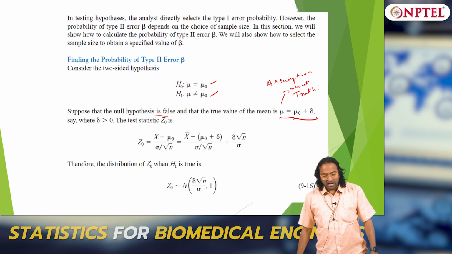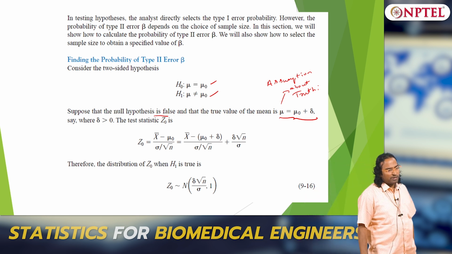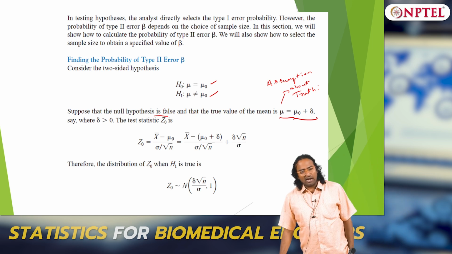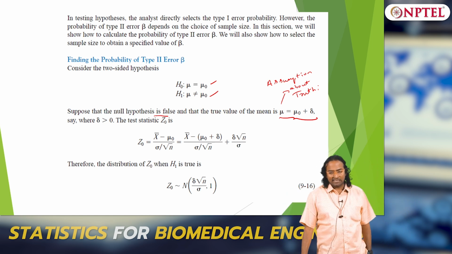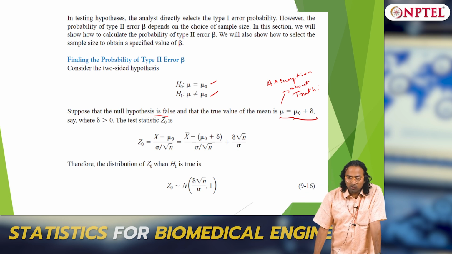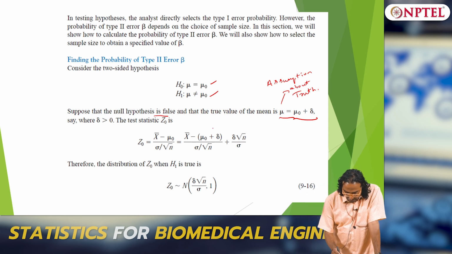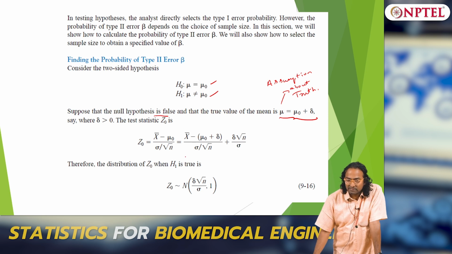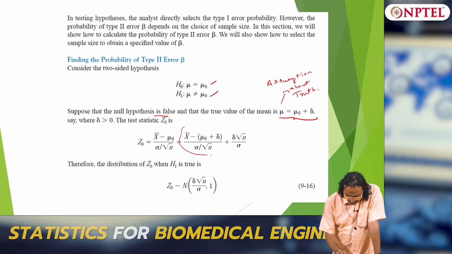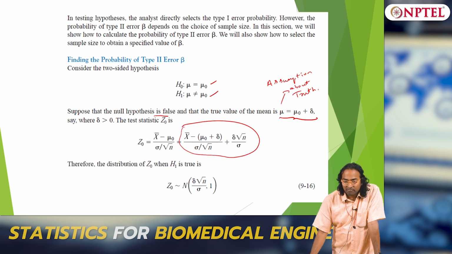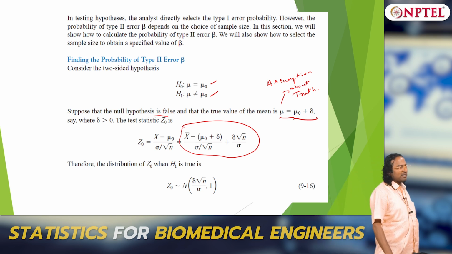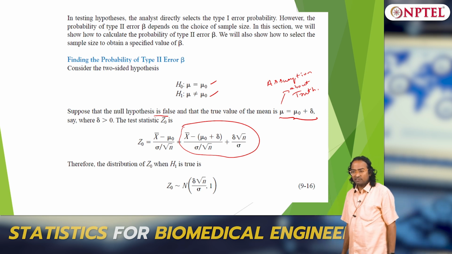So the null hypothesis is false and you are assuming that the truth is mu equals mu naught plus delta. Of course, we know how to calculate the z statistic: Z is X bar minus mu naught by sigma over root n. In this case, I am going to add and subtract delta, so I can write it like this. All I did to the z statistic is nothing, I have not changed it, I have added and subtracted and grouped things together.